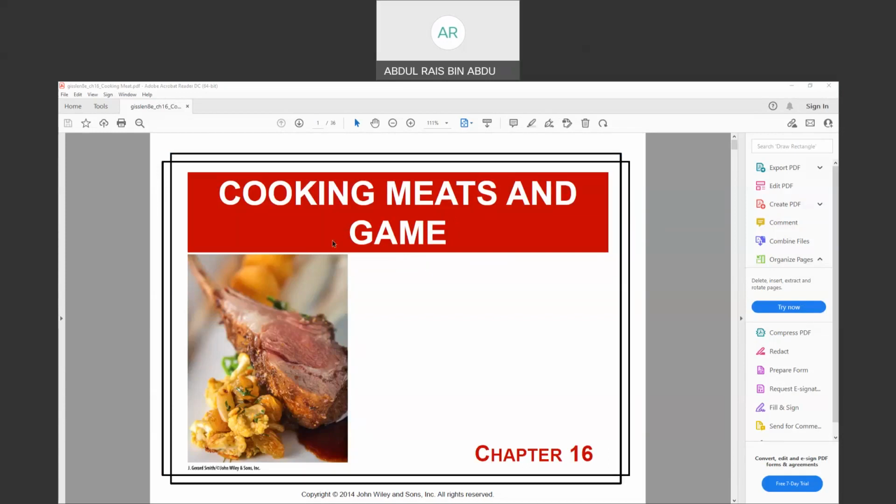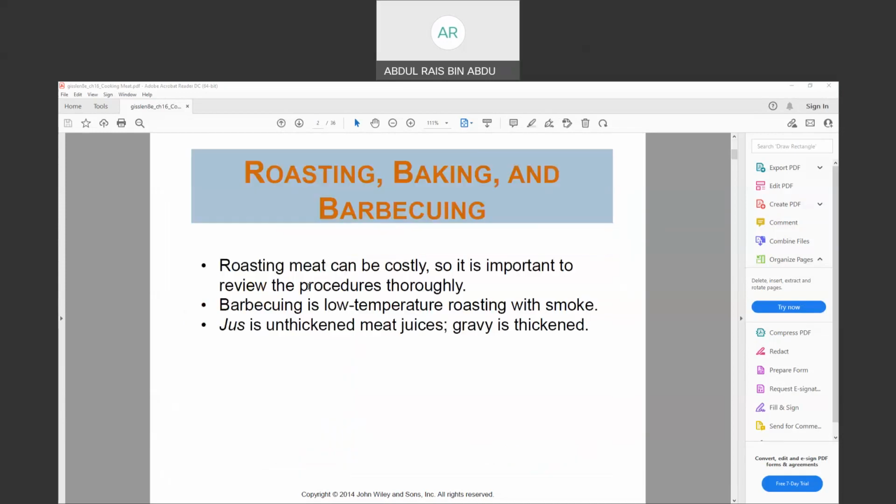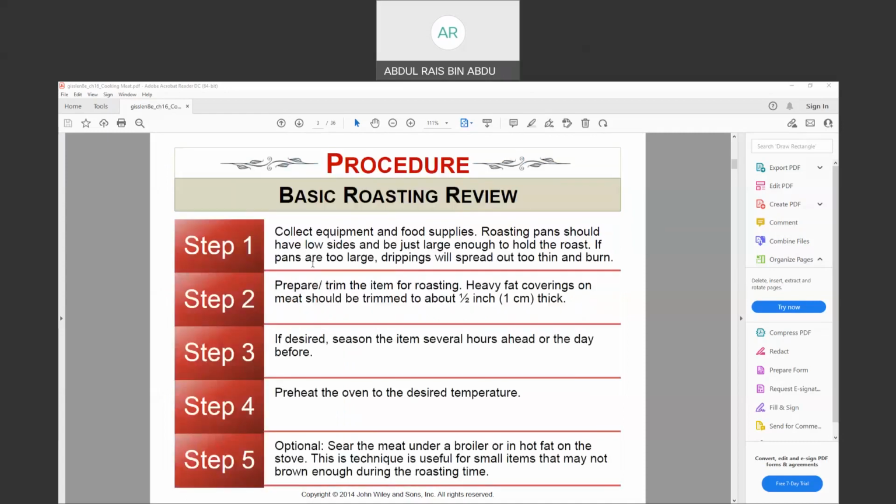Okay, let's continue a little more. Cooking meat and game. Alright. So meat can usually be cooked with both dry heat and also moist heat. Alright. This part I will skip.